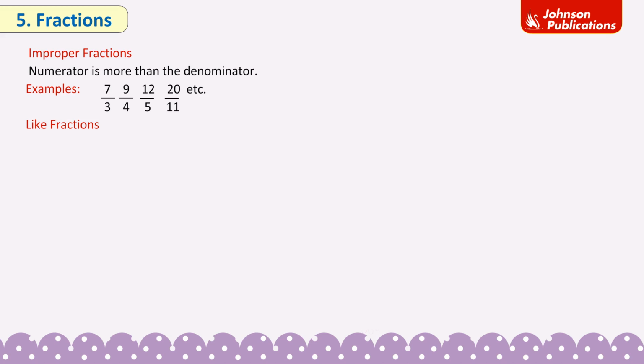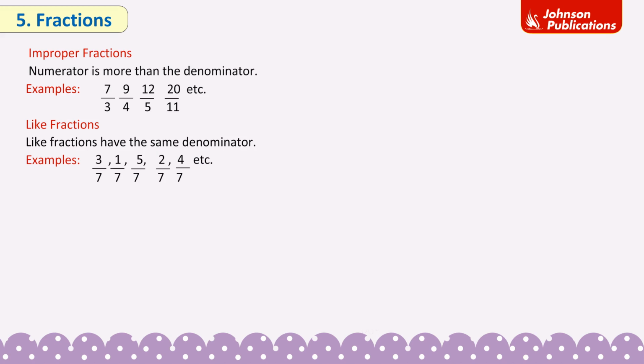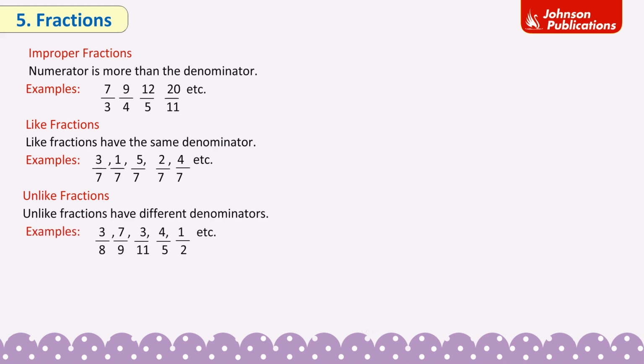Like fractions. Like fractions have the same denominator. Examples: 3 by 7, 1 by 7, 5 by 7, 2 by 7, 4 by 7, etc. Unlike fractions. Unlike fractions have different denominators. Examples: 3 by 8, 7 by 9, 3 by 11, 4 by 5, 1 by 2, etc.